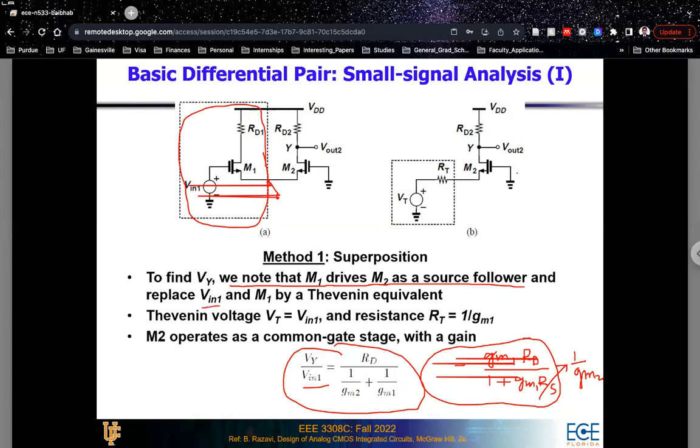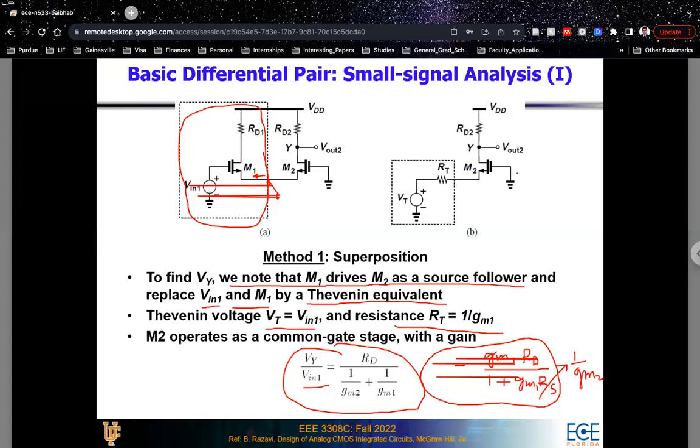You're replacing V1 and M1 by a Thevenin equivalent circuit with a voltage Vt and a resistance Rt, where that voltage Vt is equal to V1, because this is a source follower, so you do not get any change in the input voltage. And the resistance Rt is the resistance looking inside this Thevenin equivalent black box. You see the source of the M1 transistor. So that's again 1 upon gm1. So the Rt resistance that you have is 1 upon gm1.